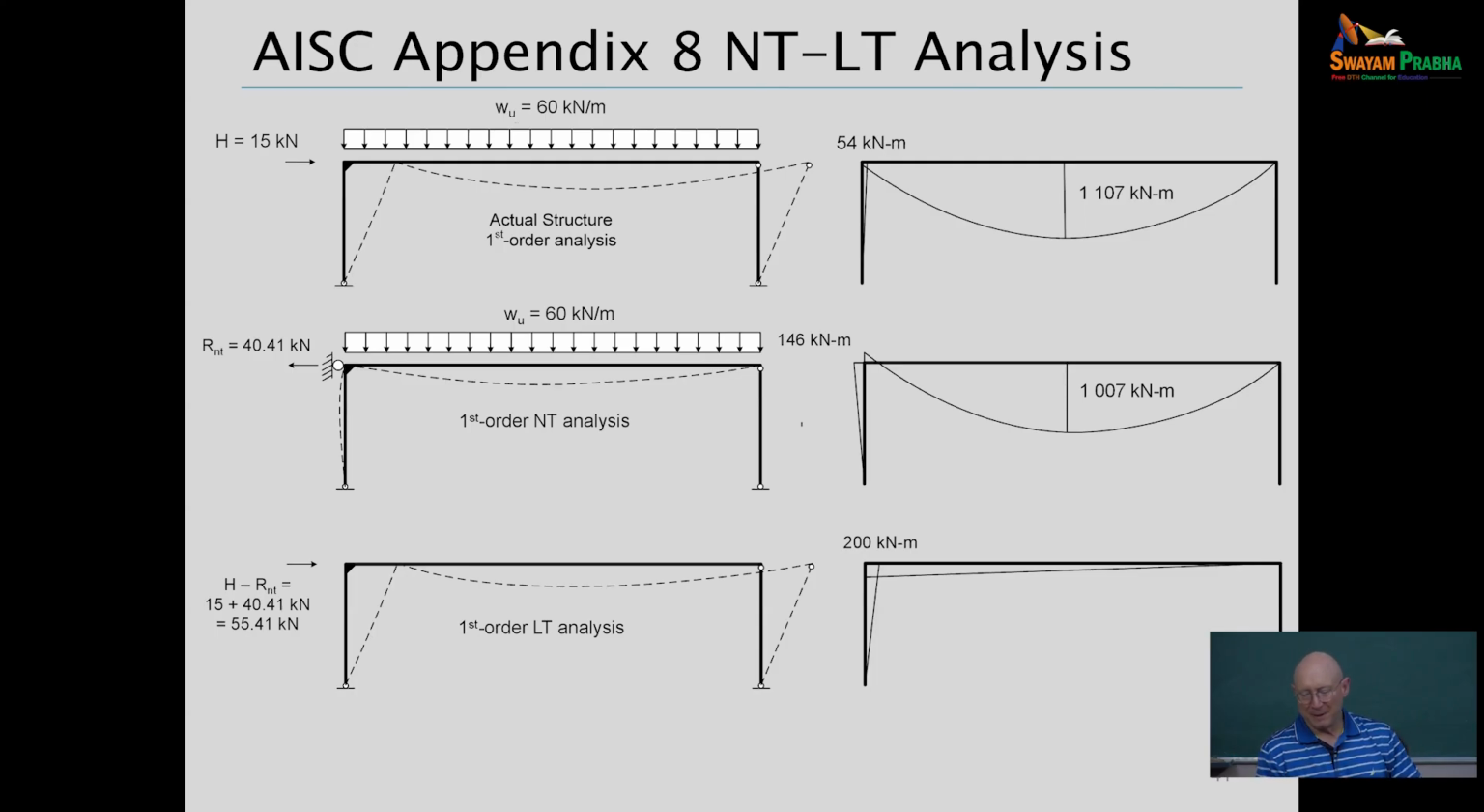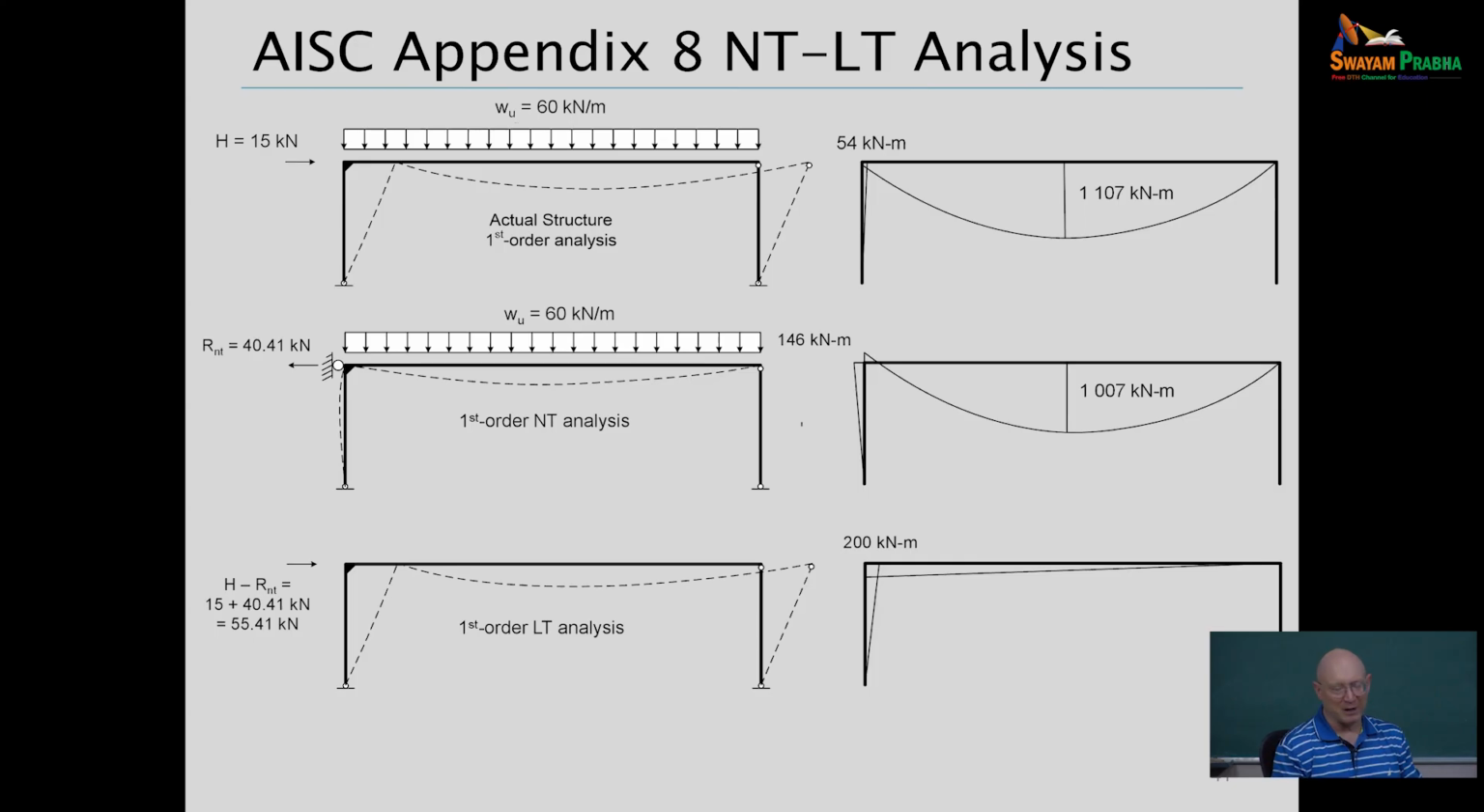And clearly, if you add the analysis results in the bottom sketch to the ones in the middle sketch, you get the top sketch, right? The sum of the two bottom sketches is statically equivalent to what we have in the top, the actual structure. So these are all first order analysis results. And what do we do with them?